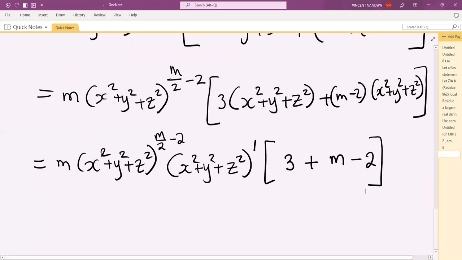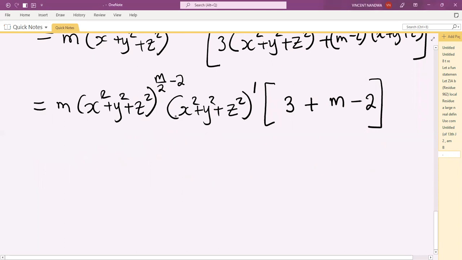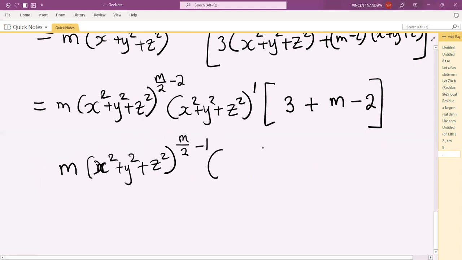Now you see these two brackets are the same. So using laws of indices, m/2 − 2 + 1, I get (x² + y² + z²)^(m/2 − 1) into, so 3 − 2 is 1, so (m + 1).